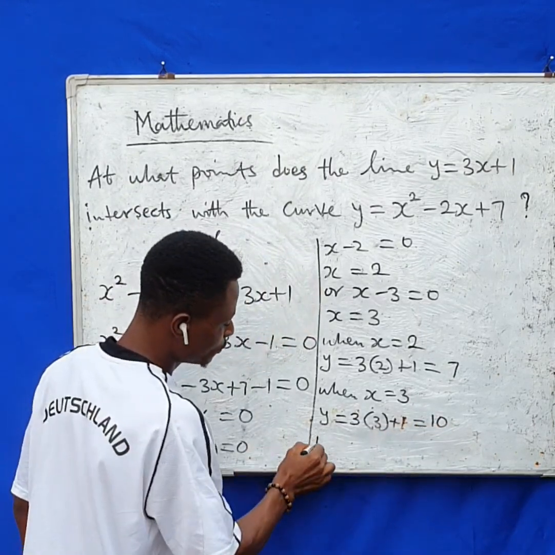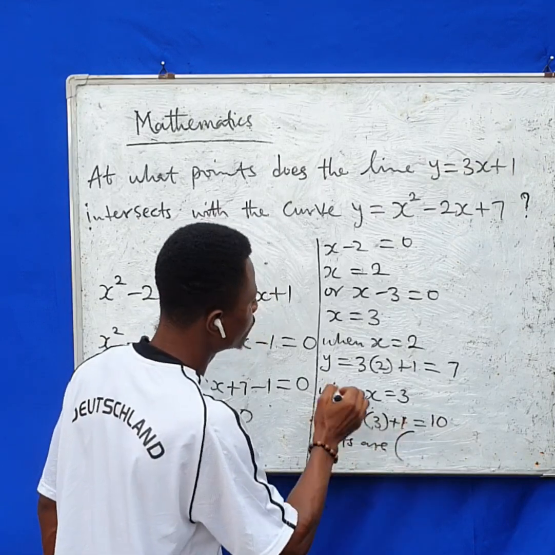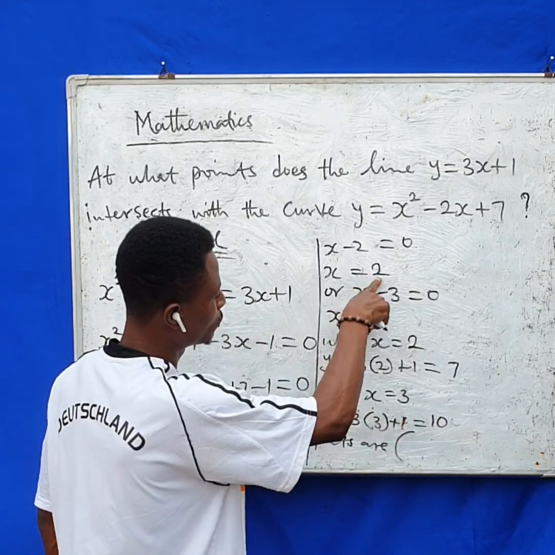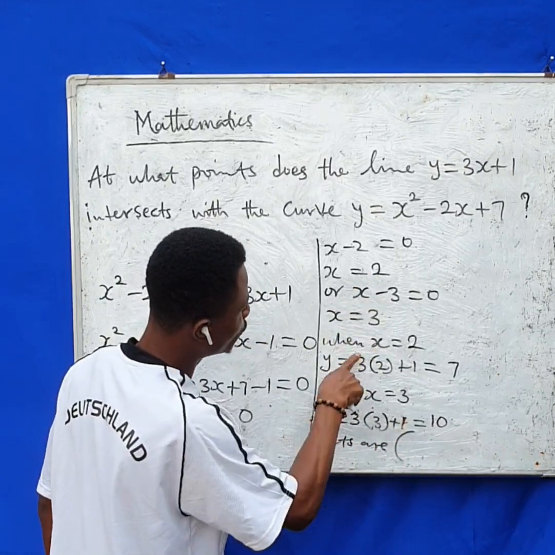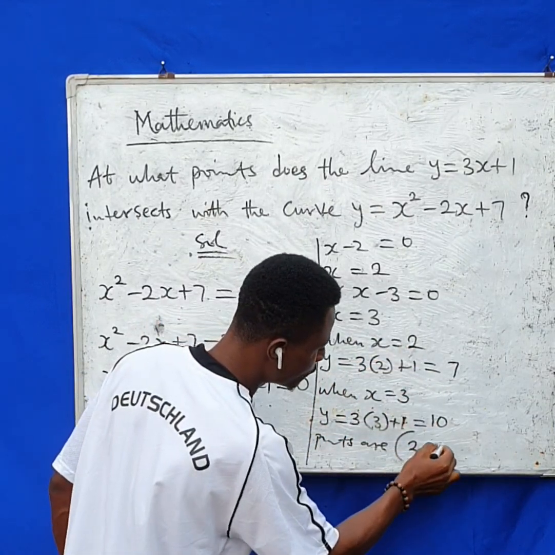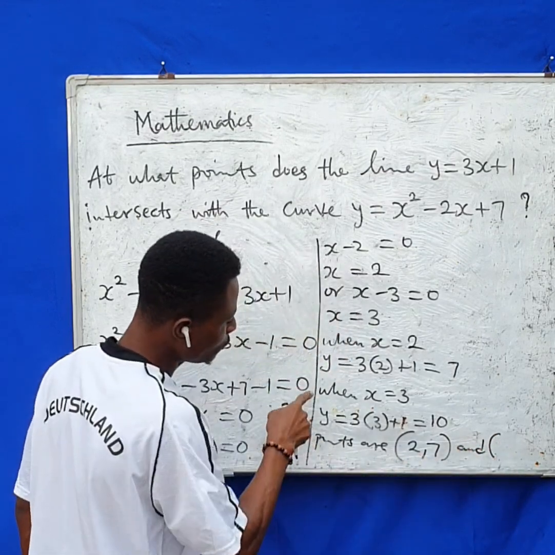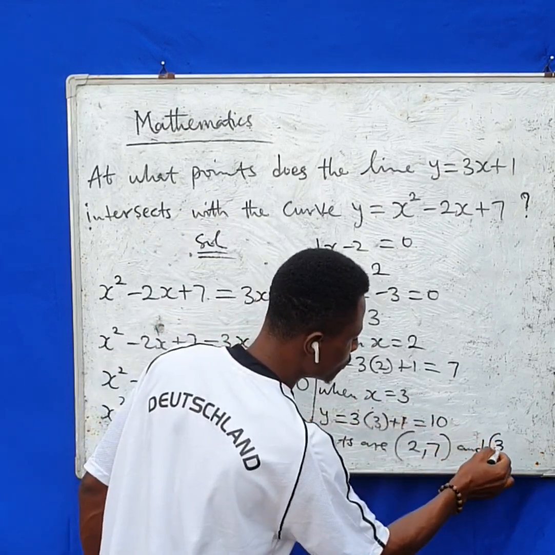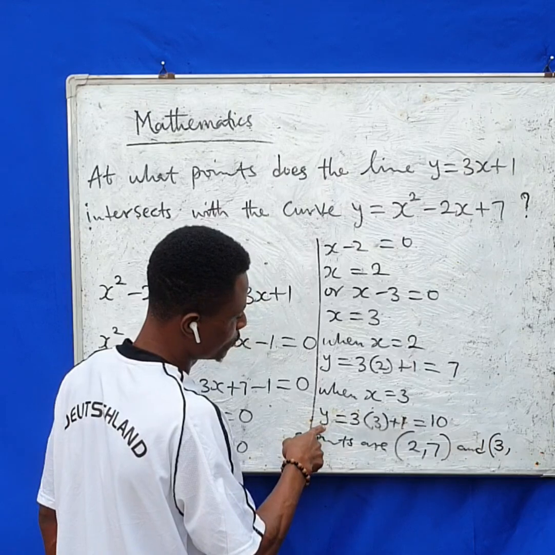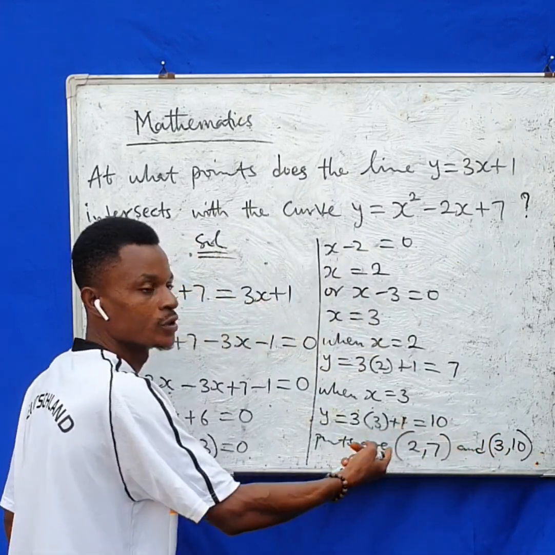So the points are, you now collect: when x is 2, the corresponding value of y that we got was 7, so we have (2, 7). And the second one, when x is 3, the corresponding value of y was 10, so (3, 10). So this is the answer to this problem.